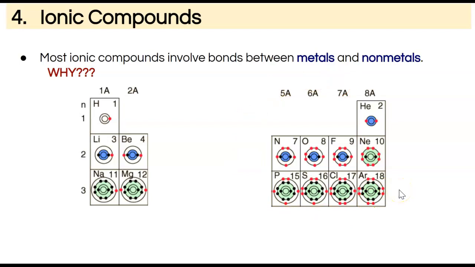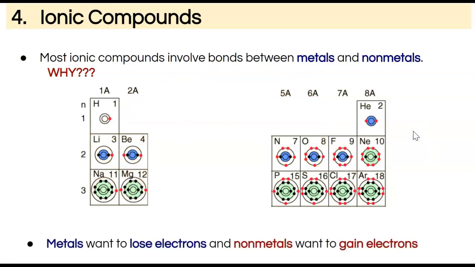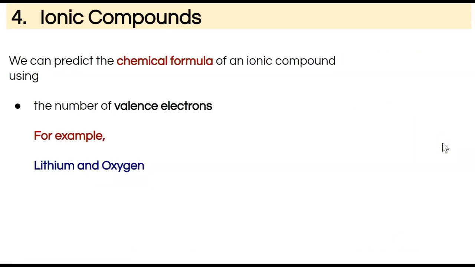Okay, so I want you to think about why it makes sense that most ionic compounds are going to involve bonds between metals and nonmetals. So what I'm hoping you're thinking about is the fact that the metals all have extra electrons they want to get rid of, and the nonmetals all sort of have close to full valence shells that they want to fill. So the metals are going to have extra electrons to donate to the nonmetals. Okay, so metals want to lose the electrons and the nonmetals want to gain electrons. So that kind of is a good fit.